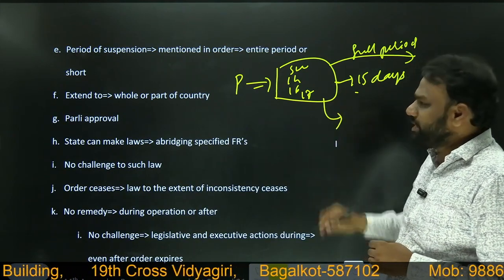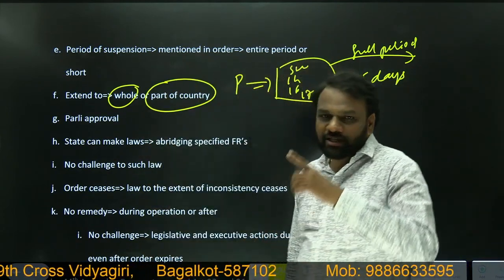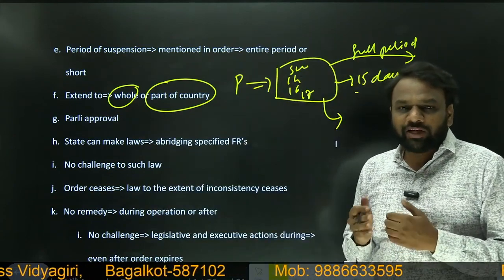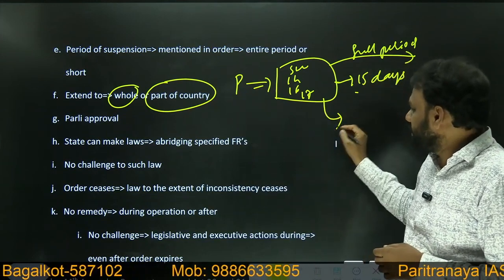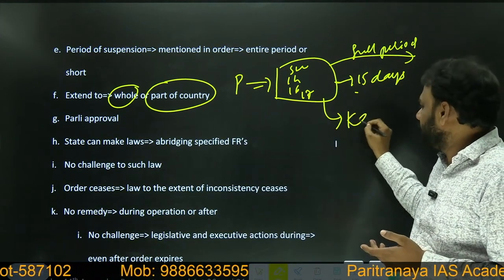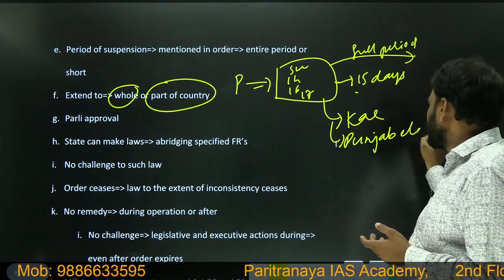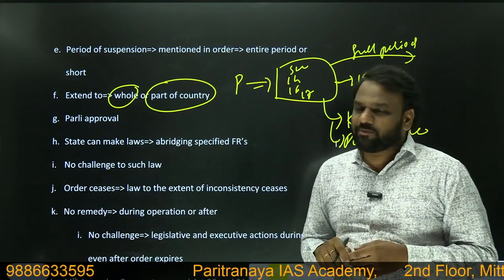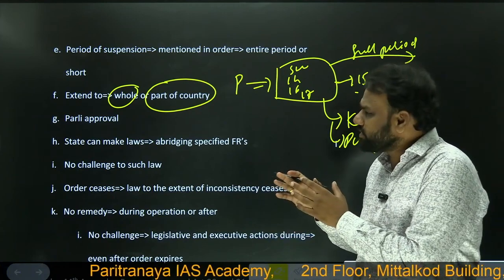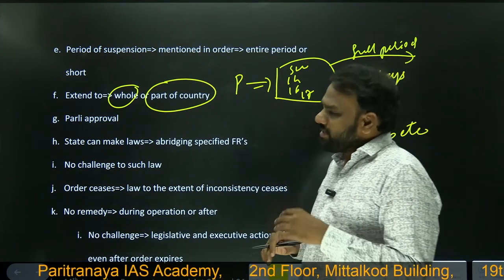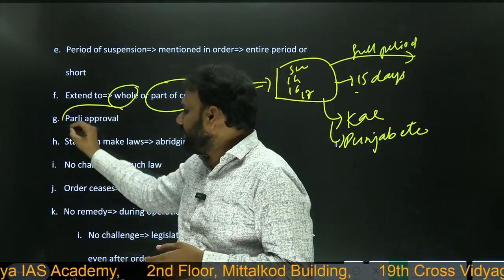Apart from that, he will also mention whether it extends to the whole or part of the country. The suspension of Article 19 applies to the whole country, whereas for other articles, the President can mention that it applies to only a few states, for example Karnataka, Punjab, etc. It is not necessary that the suspension of other articles should extend to the whole country. So he can confine it to some part of the country. Whenever the President wants to suspend other articles, he has to get Parliament's approval.